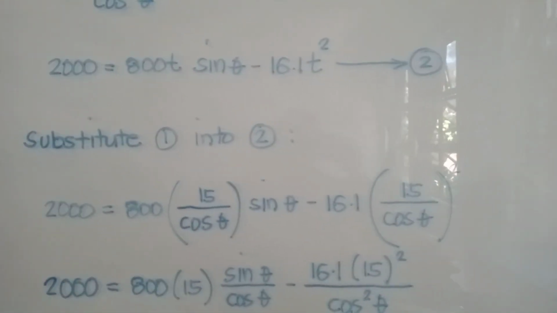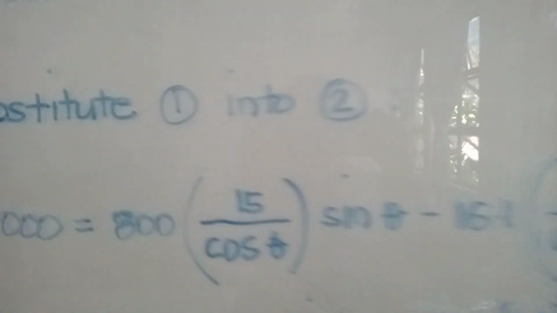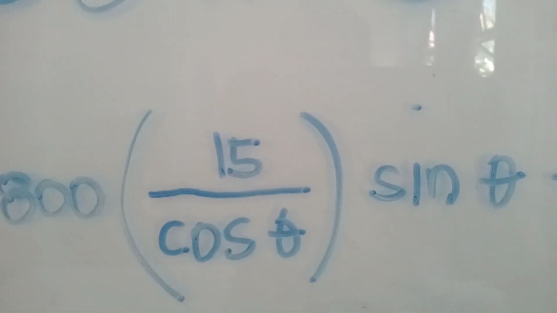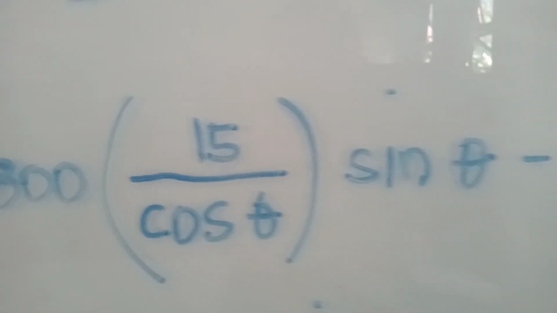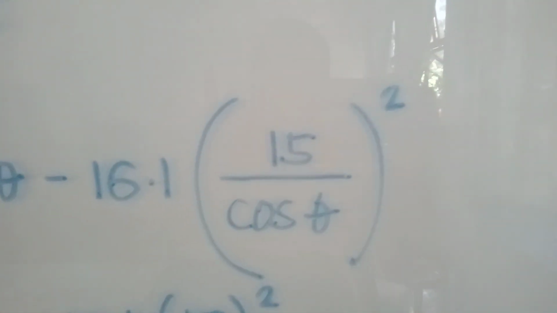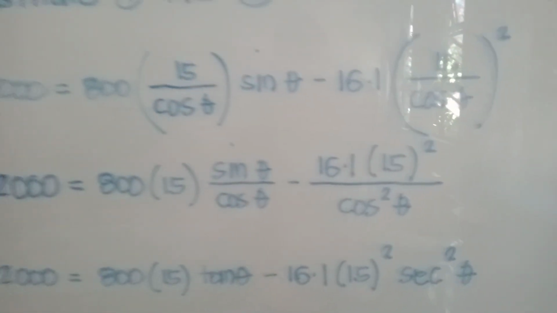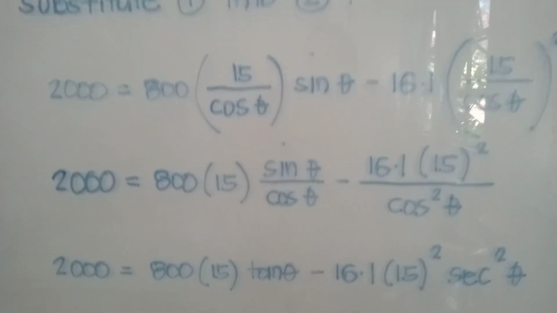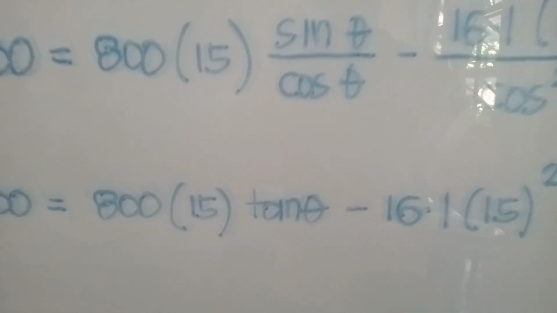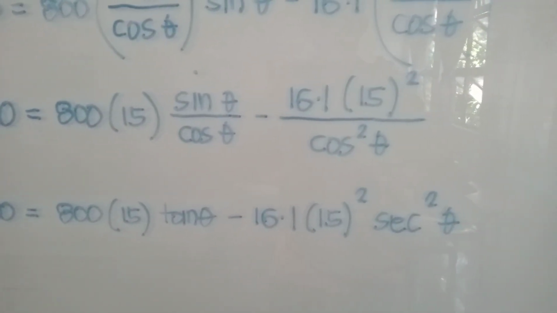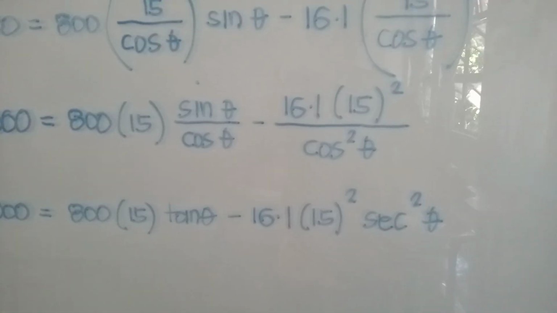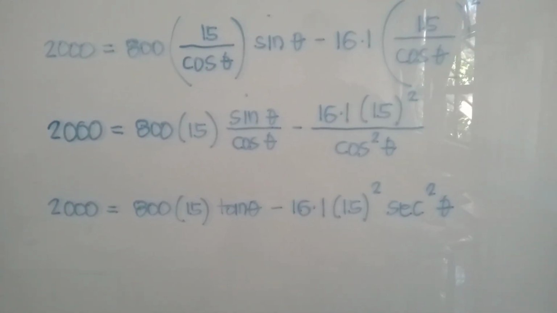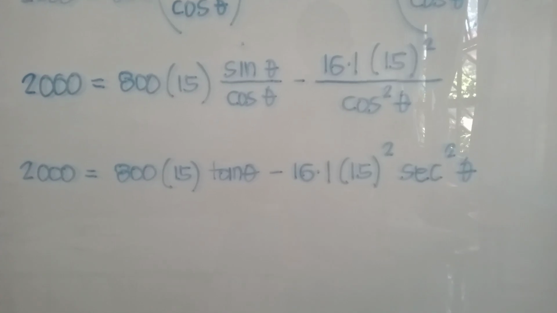That is there. So this was your t, 15 over cosine of theta, or that is also 15 times the secant of theta. That's it for the square of t. Simplifying, you know that the sine of theta over cosine of theta is tangent of theta, while the square of the cosine of theta is secant of theta. So why did we write it that way?